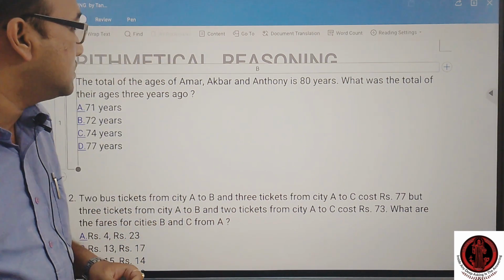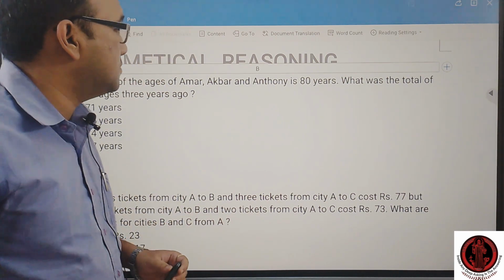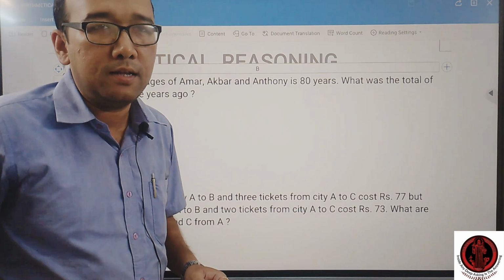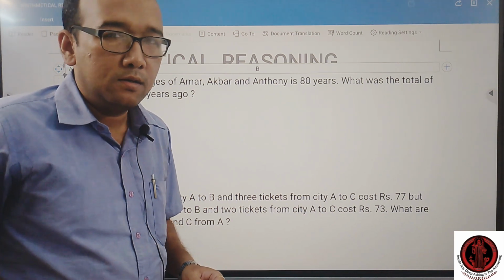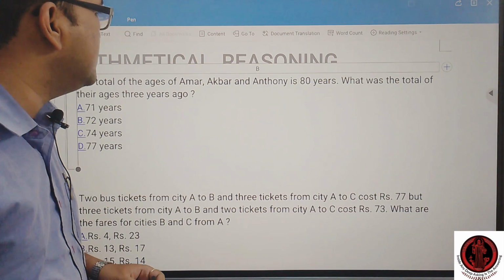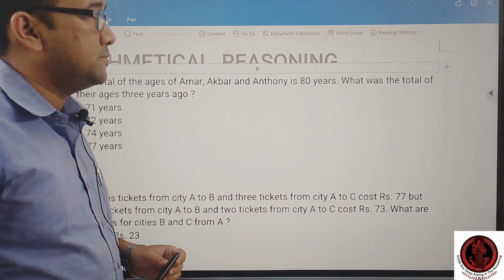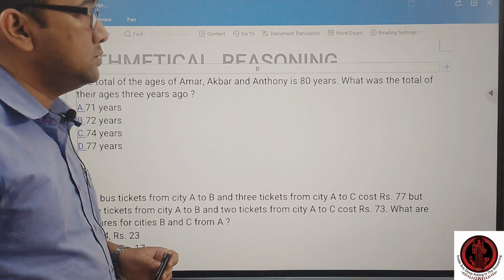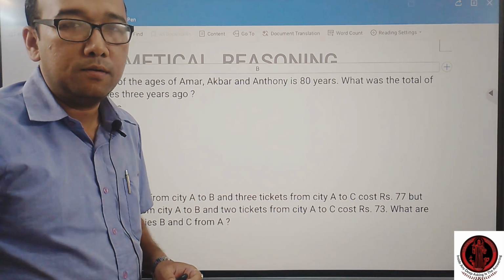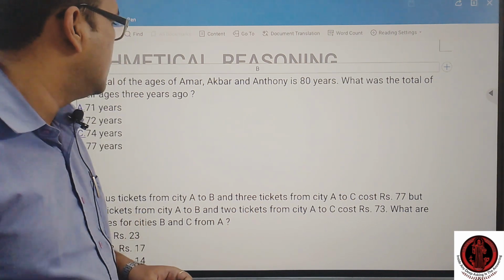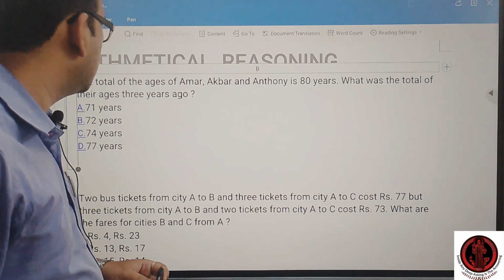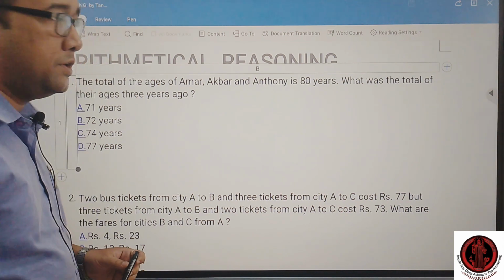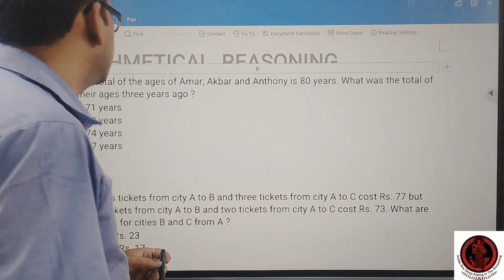অ্যারিথমেটিক্যাল রিজনিং। তো এখানে নামটা দেখে বুঝতে পারছো অ্যারিথমেটিক্যাল রিজনিং মানে এখানে একটা ম্যাথমেটিক্সের ছোঁয়া আছে। তো অ্যারিথমেটিক্যাল রিজনিং is a chapter of reasoning, but the questions are of arithmetic type. Now, question number 1, no theory is there. Directly question number 1.